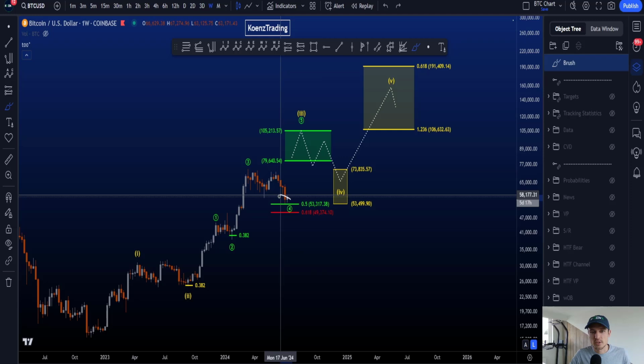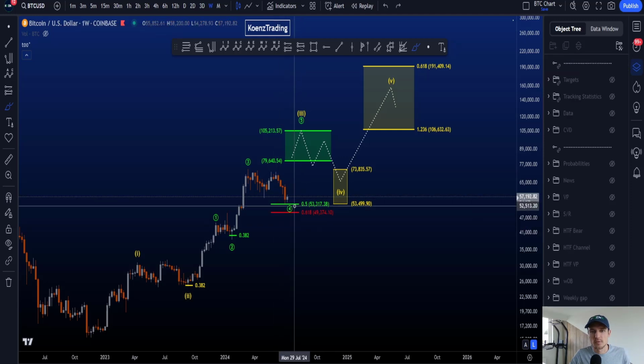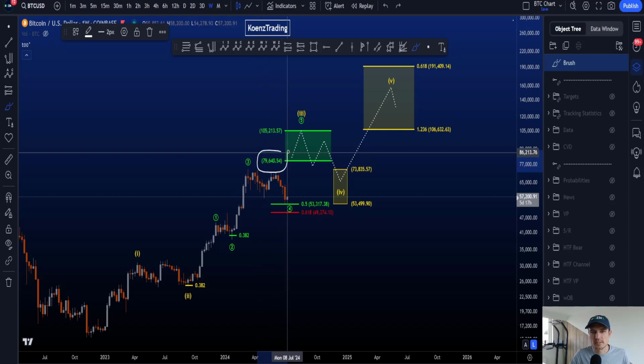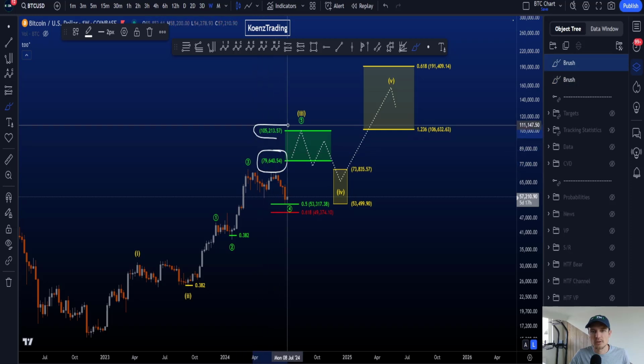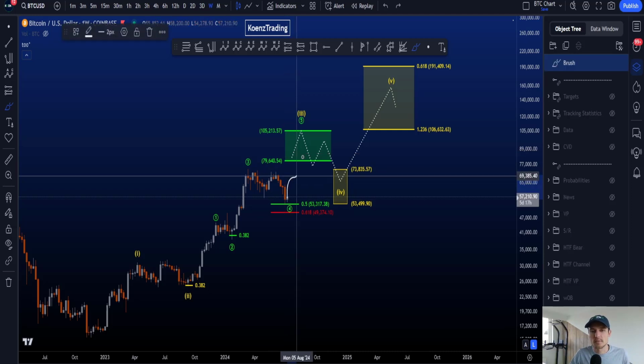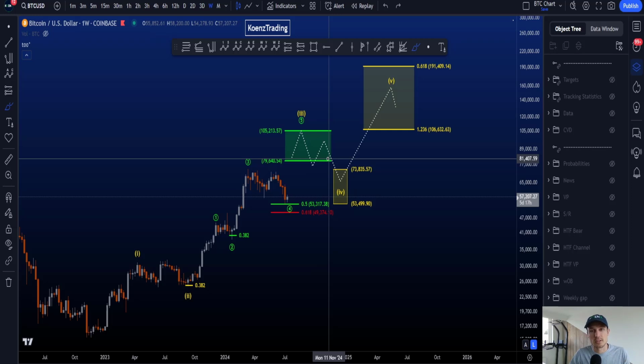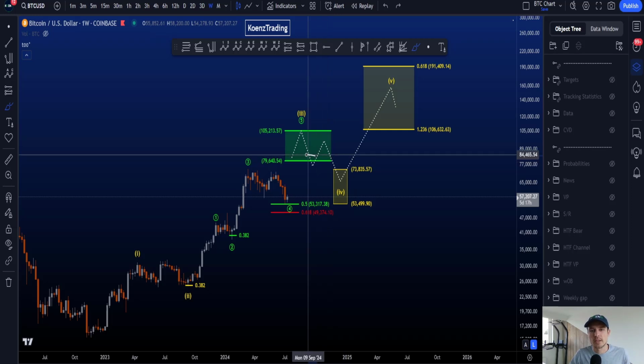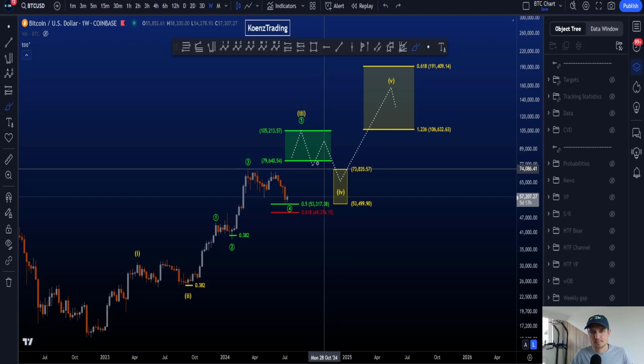Now, based on the current low that we have on the chart over here, the common target area for your wave 5 is between 79.6k and 105.2k, which of course is a very big target area, but based on the lower time frame impulsive structures that we eventually expect in this scenario, we can get a lot more specific.